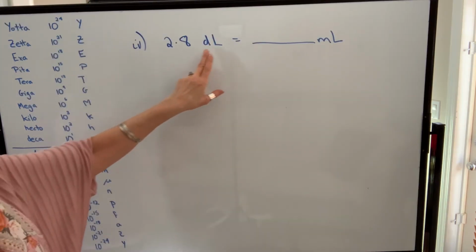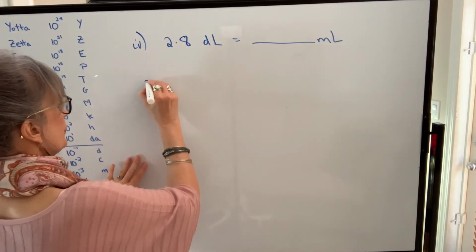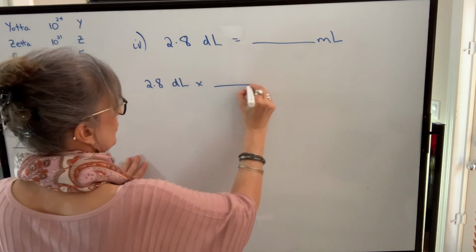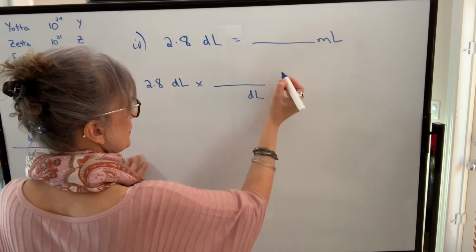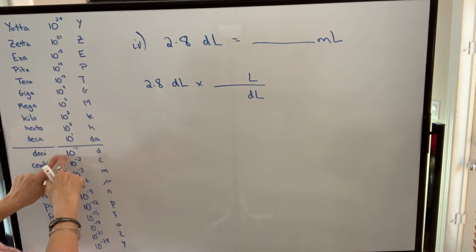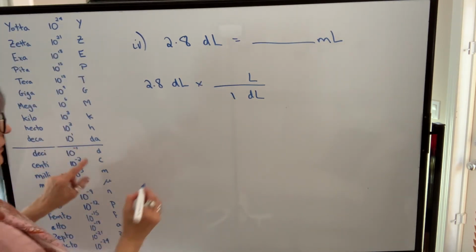Let's try one last example. We have 2.8 deciliters, and we want to know how many milliliters that is. So I start with 2.8 deciliters, and I want to get rid of deciliters, and I'm going to go to my base unit of liter first. So I look up deci. 1 deciliter is equivalent to 10 to the negative 1 liters.